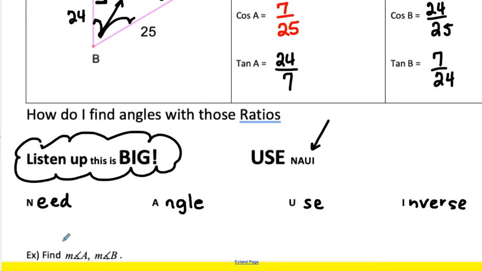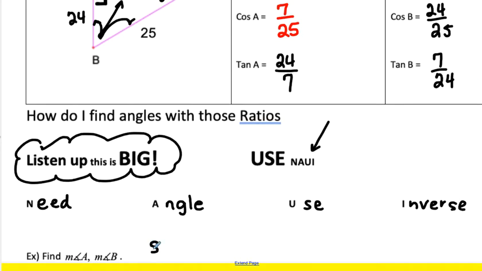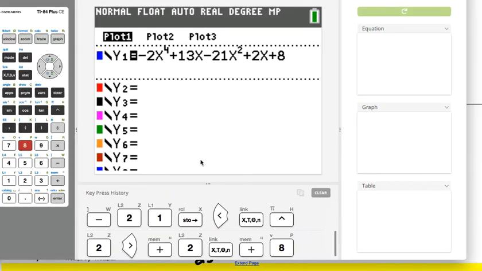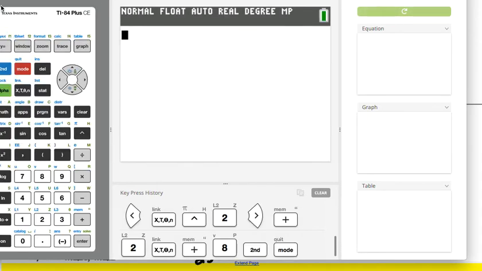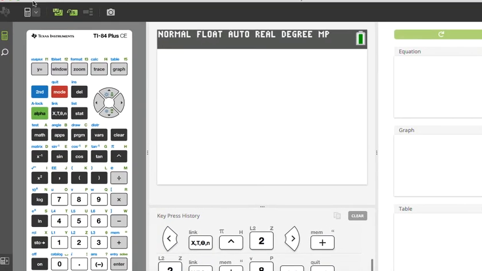Okay, so if I want to find the measure of angle A, I pick any one of the ratios. I'm going to work with sine. So we had sine as 24 over 25. So sine of A was 24 over 25. Okay, so grab your calculators. I'm going to grab that calculator. I'm going to quit out of this. And I'm going to put it right there.